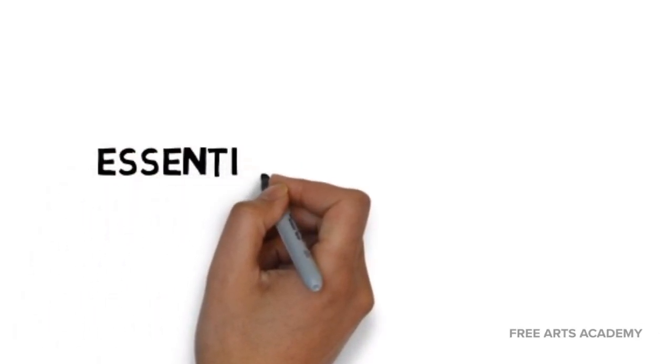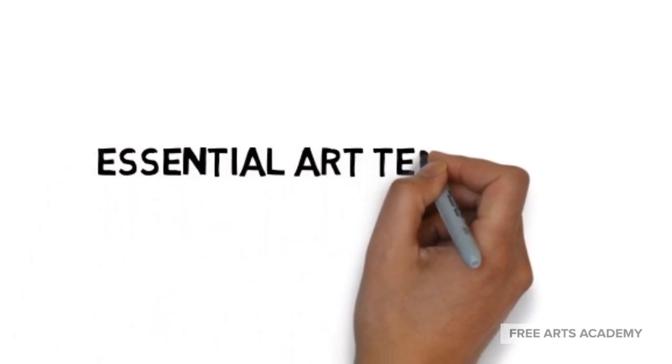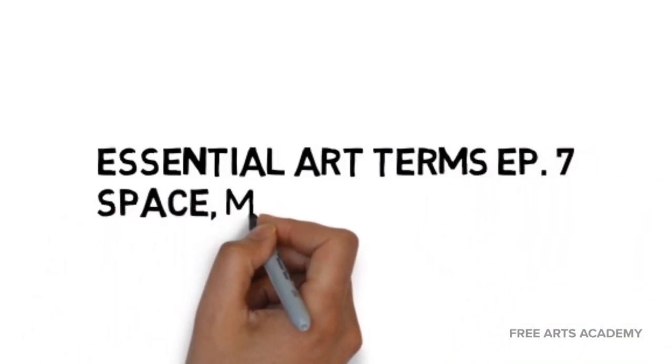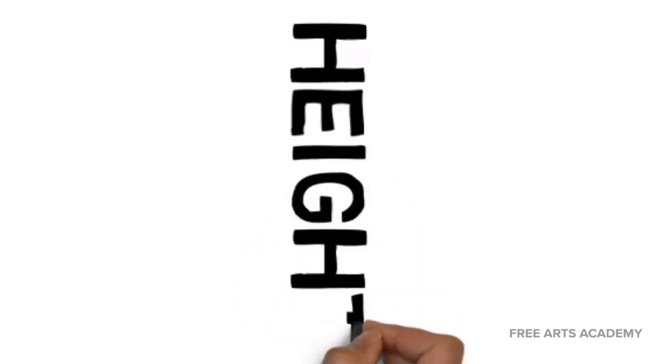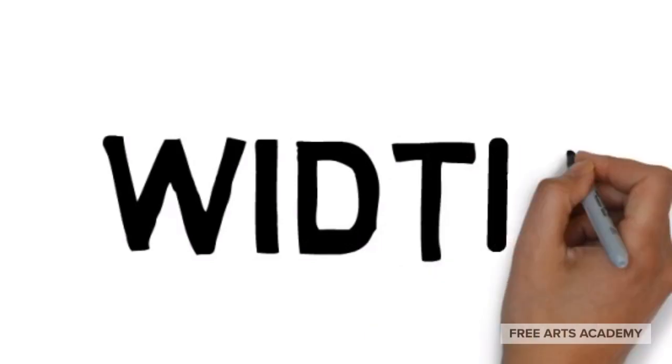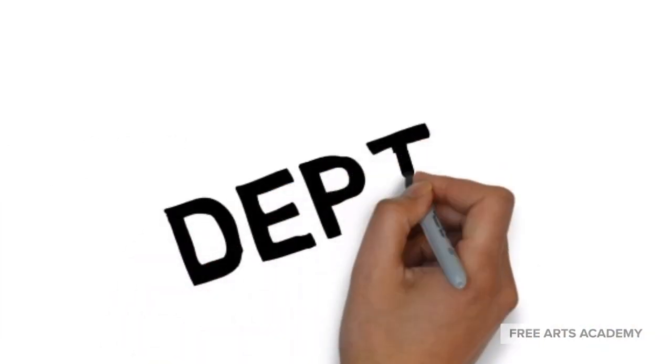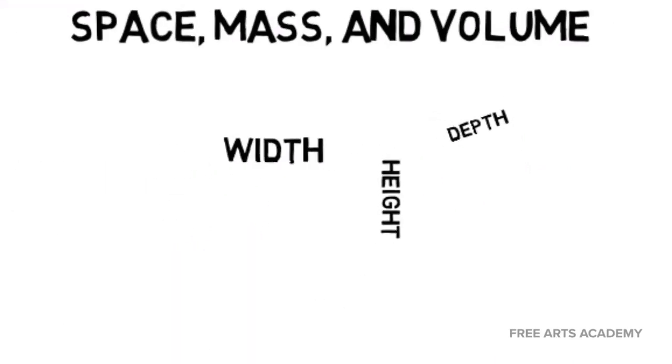Welcome back to the 7th installment of Essential Art Terms. Today we get into 3 dimensions with a dive into space, mass, and volume. These are the building blocks to being the best artist you can be. Volume is a shape in 3 dimensions. The 3 dimensions are height, width, and depth, which are given to a shape by manipulating line, color, and texture.